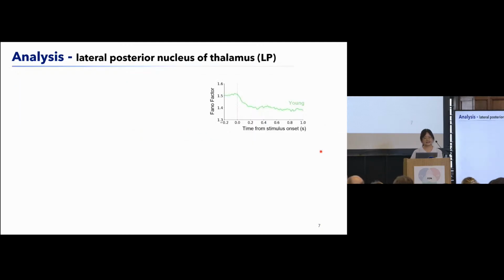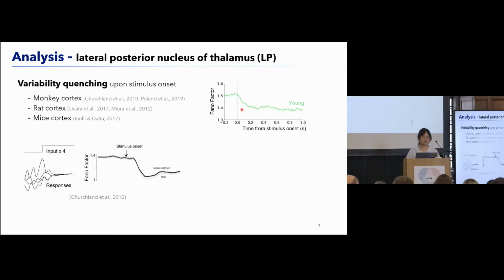Also, there is another interesting phenomenon. As you may have already noticed, in the Fano factor time course, there is a clear decrease around the stimulus onset. Actually, this phenomenon is called variability quenching, which means the variability of the neural responses decreased around or on the stimulus onset.